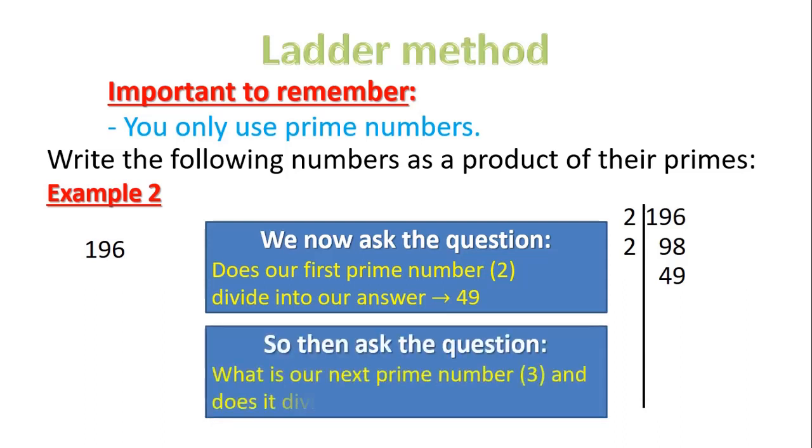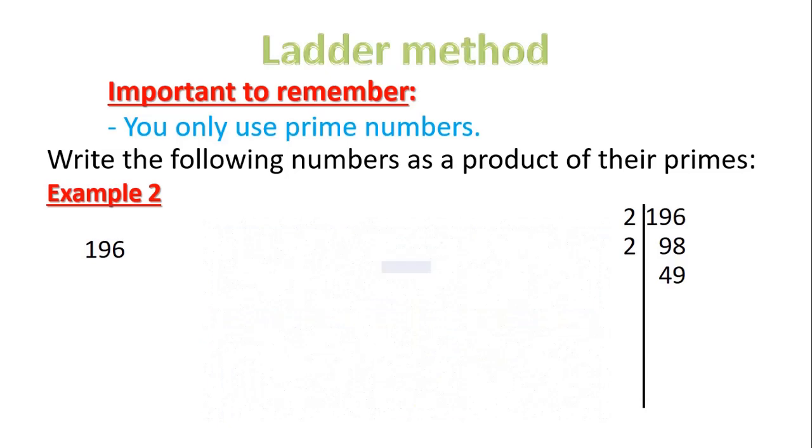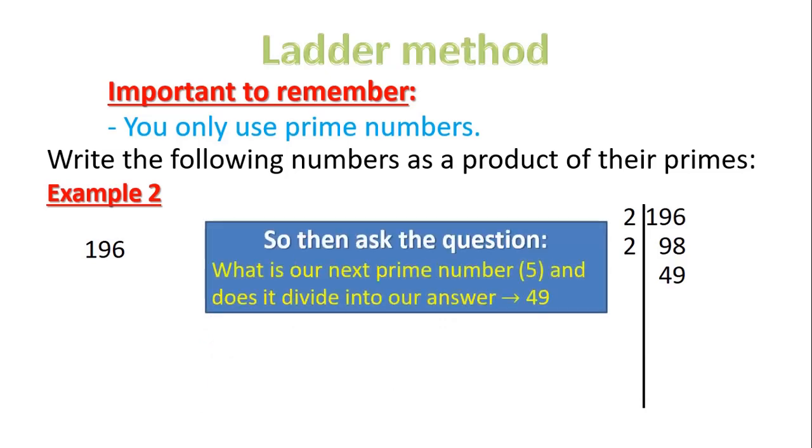So, what is our next prime number? Well, our next prime number is 3. And does 3 go into 49? Well, if you check it on your calculator, or if you do it mentally, you'll get that it doesn't. So, our next prime number is 5. Does 5 divide into 49? If we look at it, no, it doesn't.